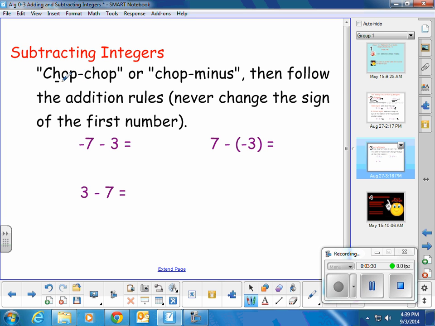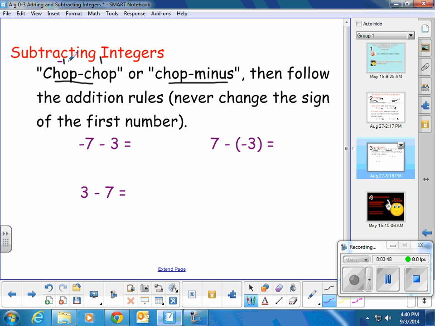I sometimes call it chop chop or chop minus. That's just to help you know that you're making 2 marks on your paper. You're either going to go chop, chop, you're going to change the subtraction. Let me grab a different color here. You're going to change the subtraction of a negative to adding the opposite. Chop, chop. Or in a case where you're subtracting a positive number, you're going to say chop minus. You're going to change the subtraction to a negative.